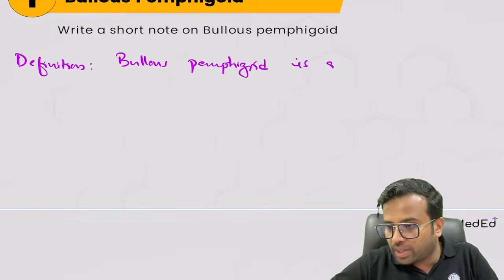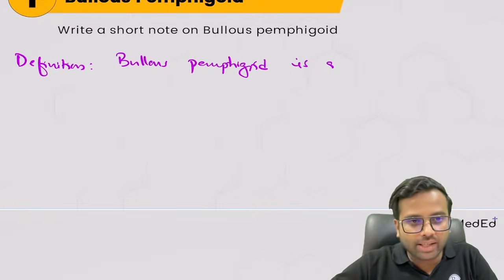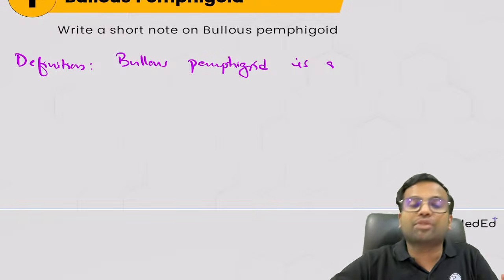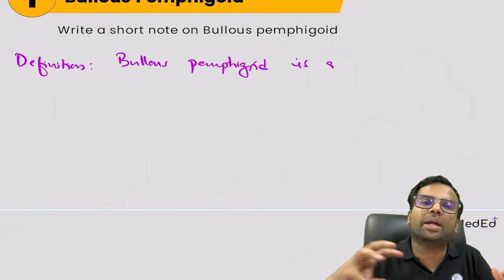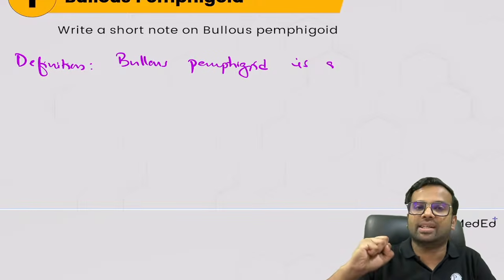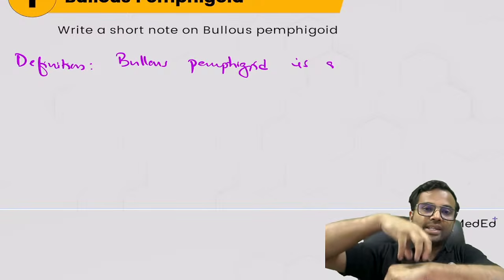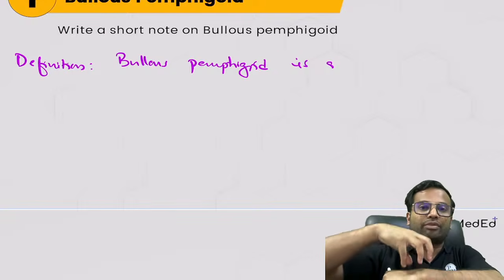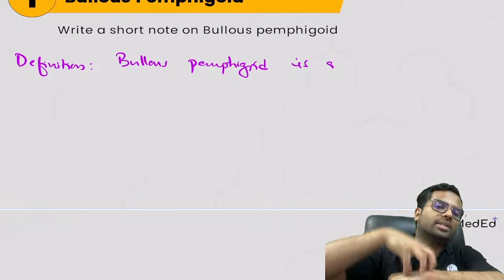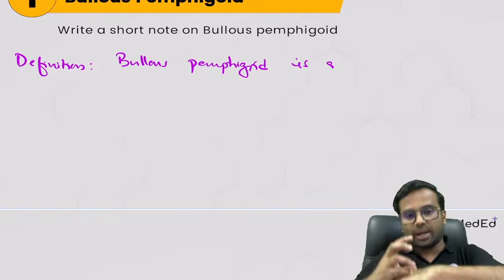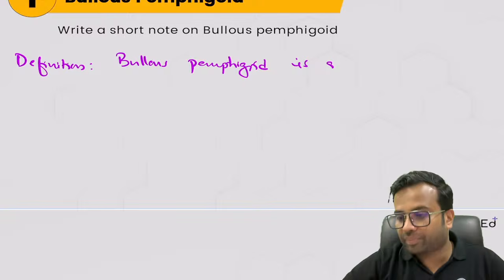Sir, my doubt, please answer. So what is the doubt, Samantha? Flaccid bulla, is that what you are asking? See, flaccid bulla means which can break very easily. क्योंकि Pemphigus group of diseases में क्या होता है? The bulla is within the epidermis. काफी superficial है, right? So since it is very superficial, it can break very easily.